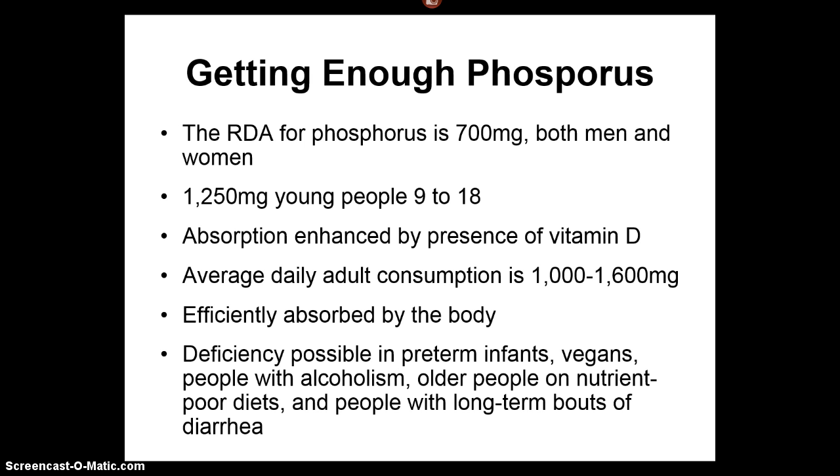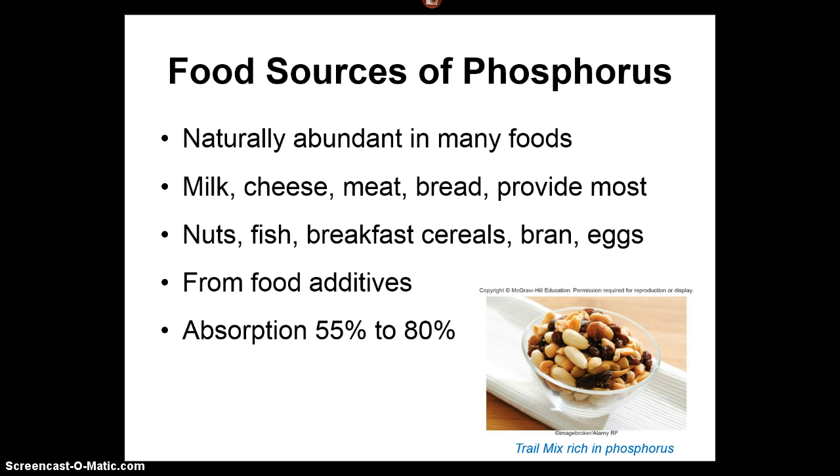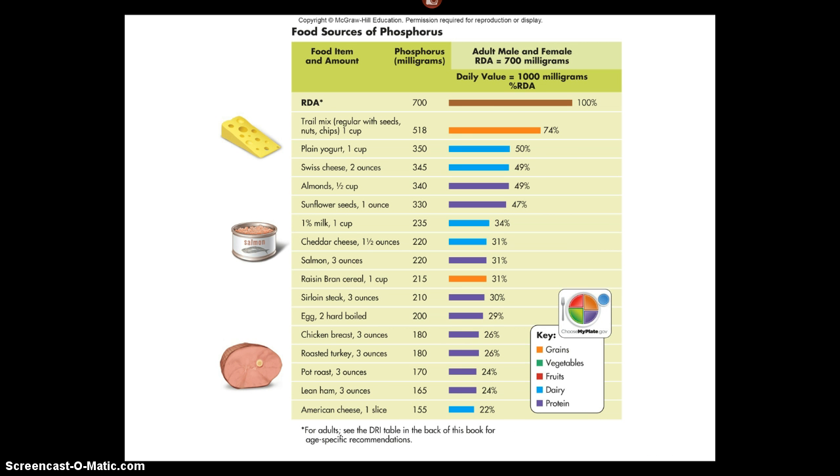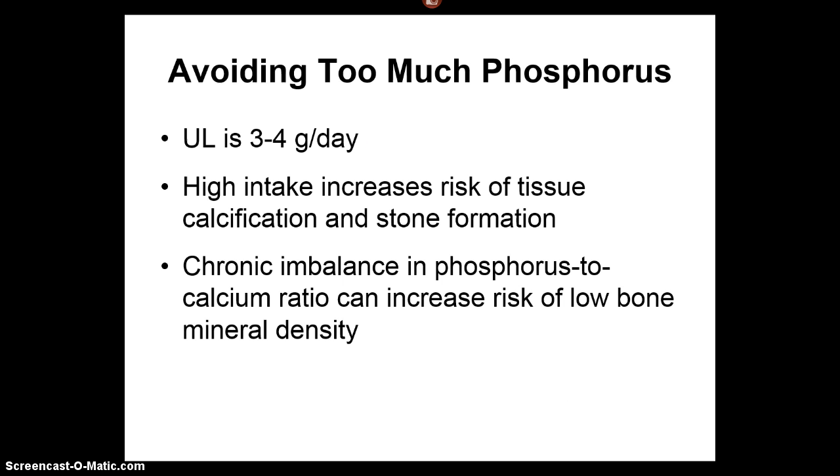How do we make sure that we get enough? Americans get plenty of phosphorus because it's in high protein foods. So we'll look at that. It's in milk, cheese, meat, bread. So really we get more than adequate amounts. So people in the United States are not deficient. So protein foods are high in phosphorus.